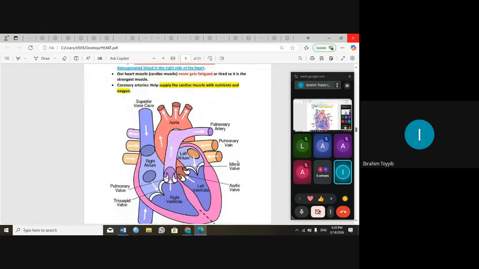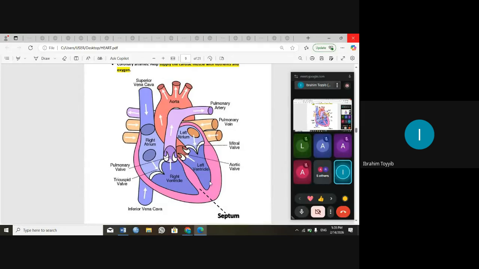So let's look at the diagram of the heart again. You can see the septum. This is the right part: right atrium, right ventricle. Left atrium, this is the left part. So the heart structure is not very hard. It's not that hard. All these things you are seeing, they are valves.